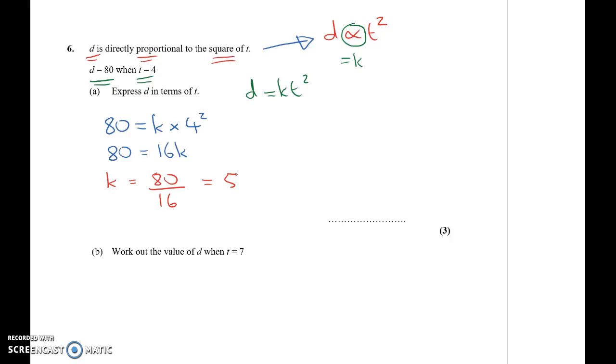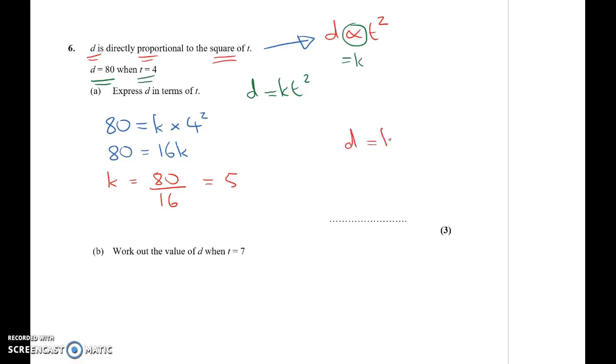We can now rewrite our equation with k as a known. We had D equals kt squared, but we can now write that D is equal to 5, because we just found k is 5, t squared. There's our equation. Three marks, just like the last one. The only tricky bit, perhaps, was that we had to put D as proportional to t squared.